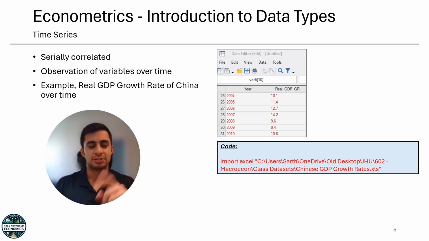Now we have time series. Time series, as I talked about, is tracking one or more metrics over a long period of time. Over here towards the right, I've mentioned the example of real GDP growth of China over time. So it's 2004 to 2010. It mentions the real GDP growth, which is a metric that we're tracking. I've also mentioned the code that I've used in order to track this particular thing.